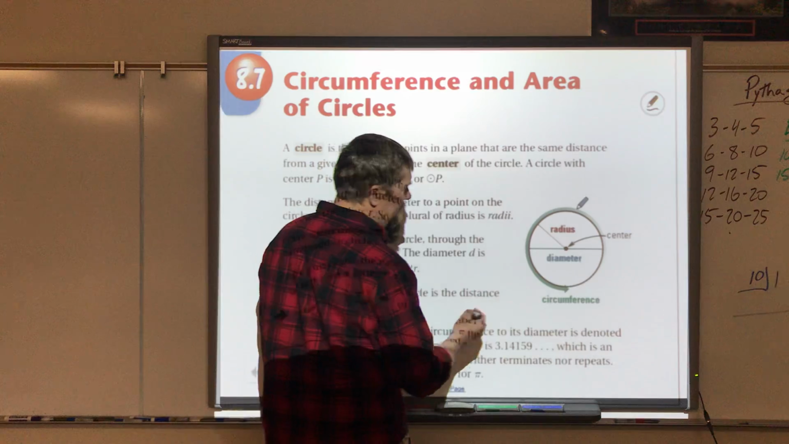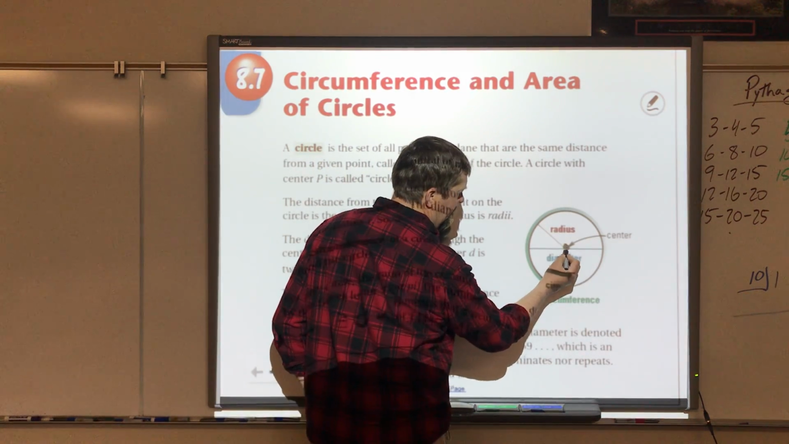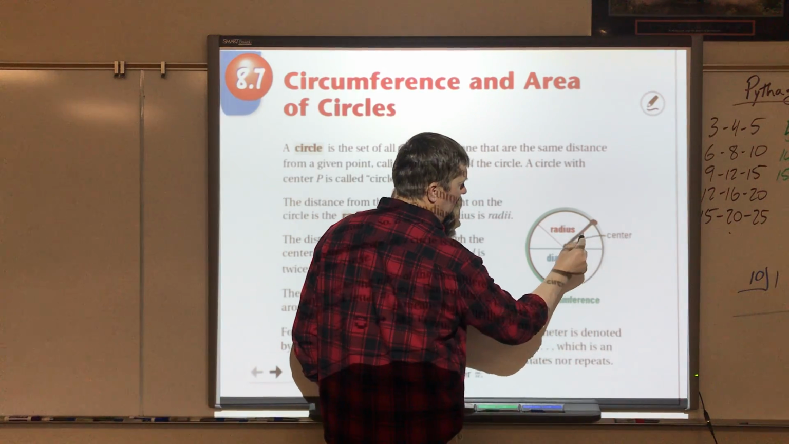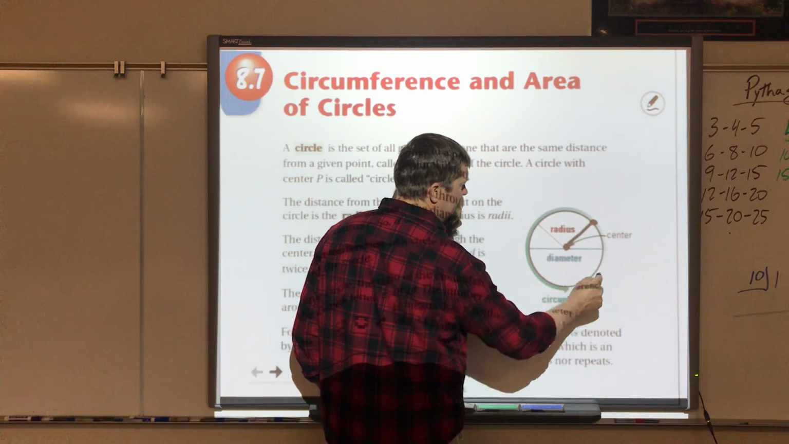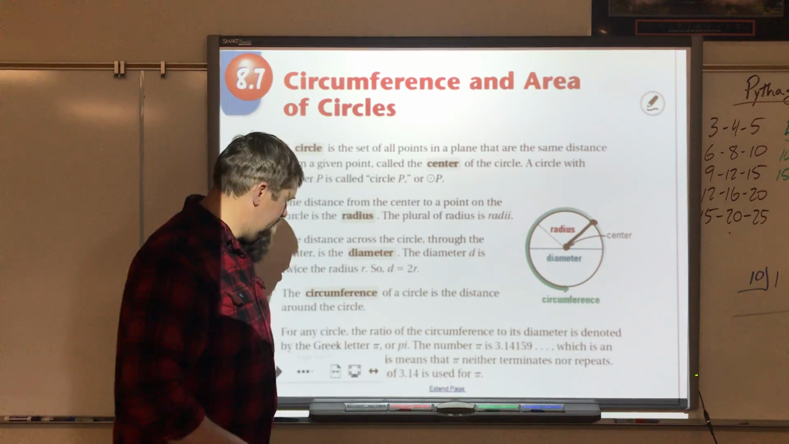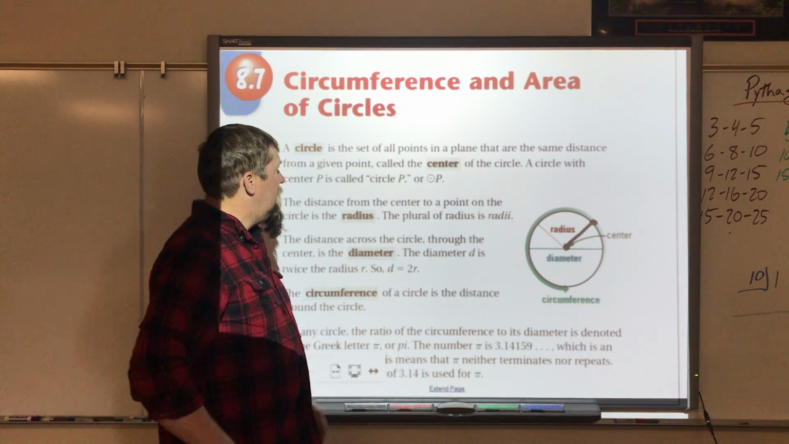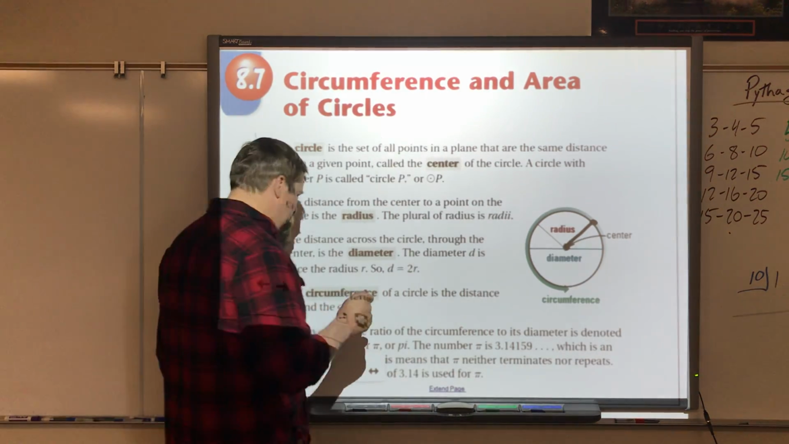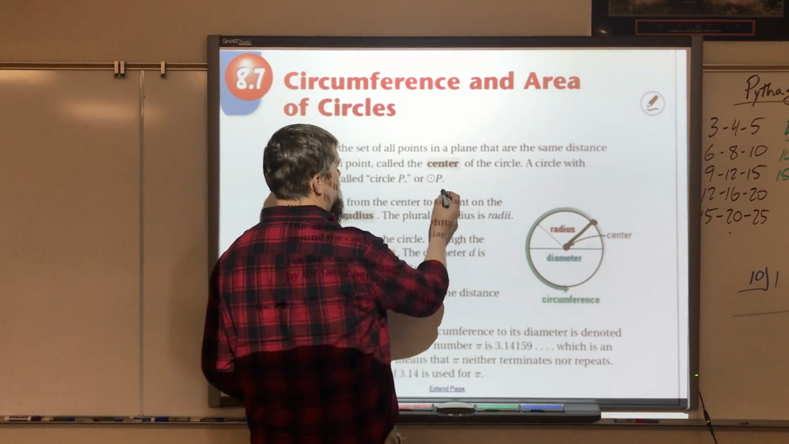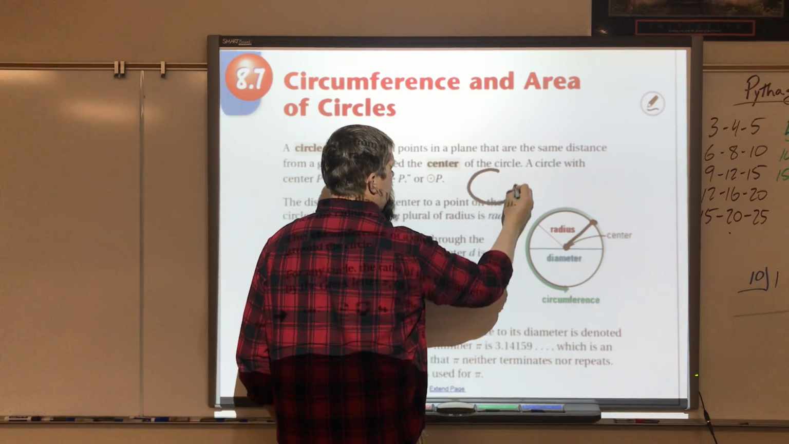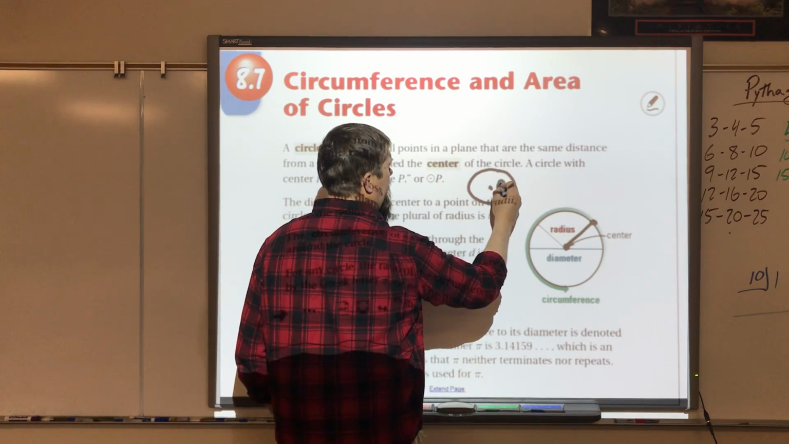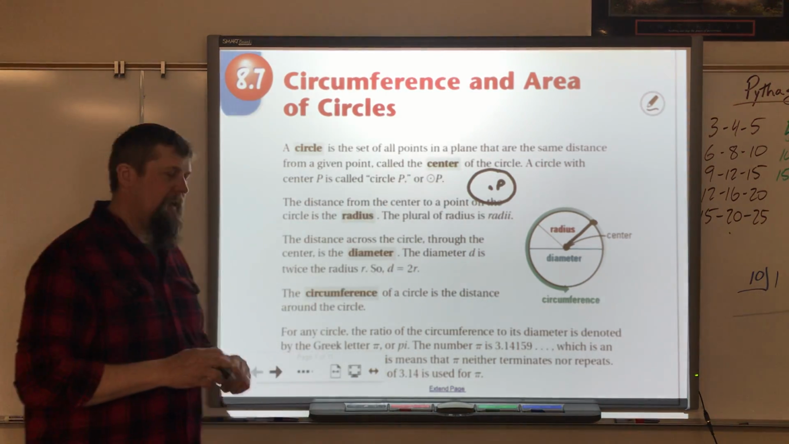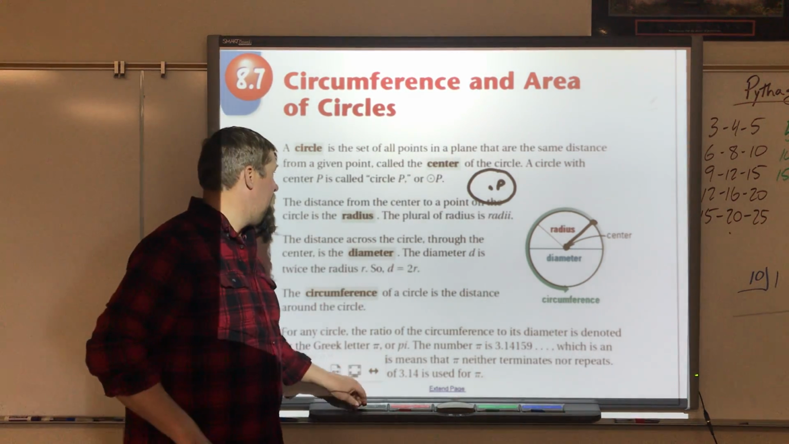So you have a given point here, it's called the center. And all points on the circle are the same distance from the center. Okay? When you name a circle, you name it by the center. For example, circle P means you have a circle revolved around point P. So that's why they put circle P as the name for that.